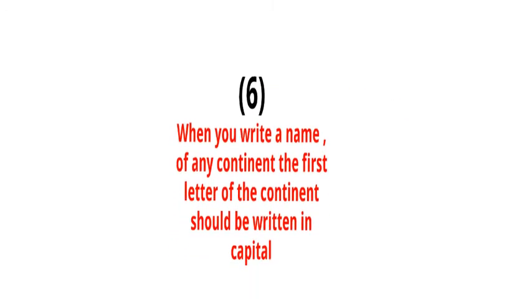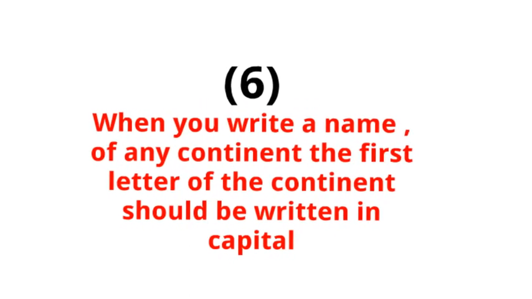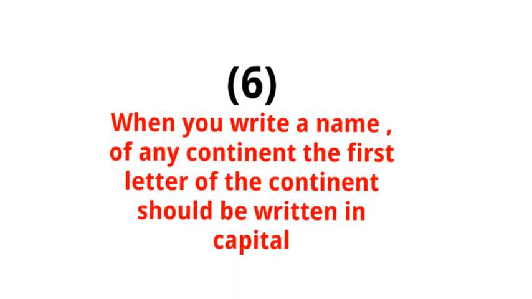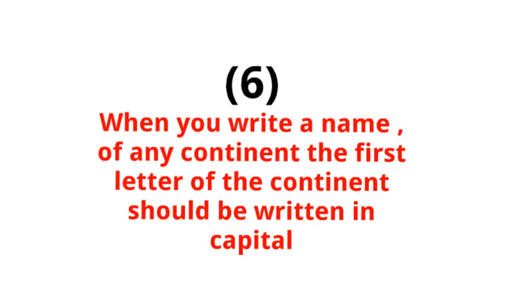Now we are going to learn our sixth point. When we write the name of any continent, the first letter of the continent should be written in capital. Here are the instances for this. First one, my country is an Asian country. Asian is the continent. The first letter of Asian is A. So we use capital A for this.